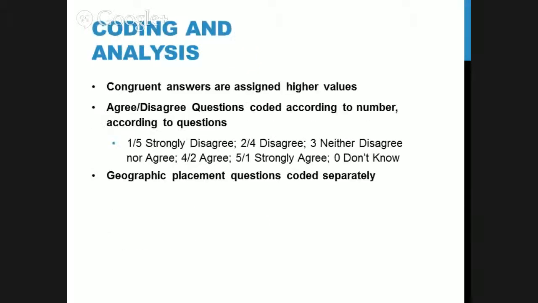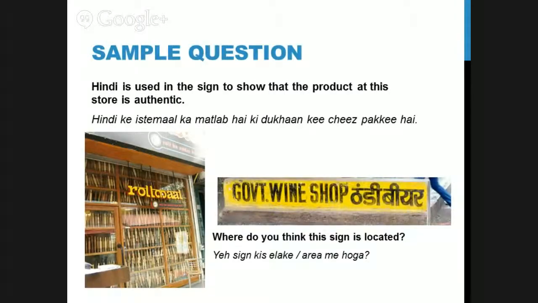So this is what I did to code it. So I have all these, like a picture of the frame. I'll just do this example actually. So I had one of these pictures, right? So for example, this would be displayed, and then I would have a statement: Hindi is used in the sign to show that the product at the store is authentic, right? And then they would say, okay, agree or disagree.